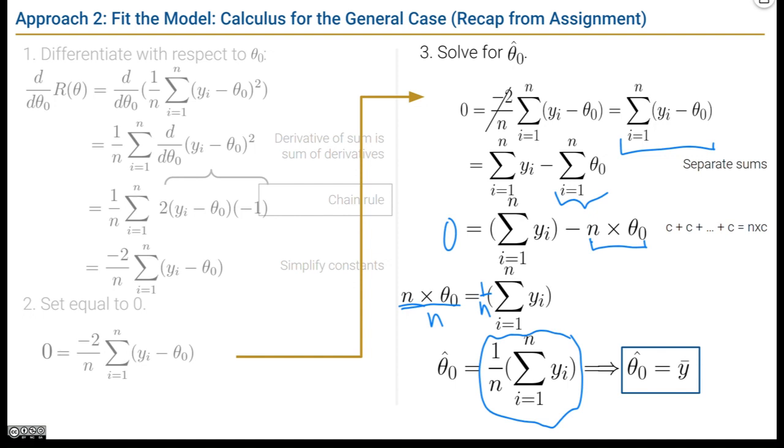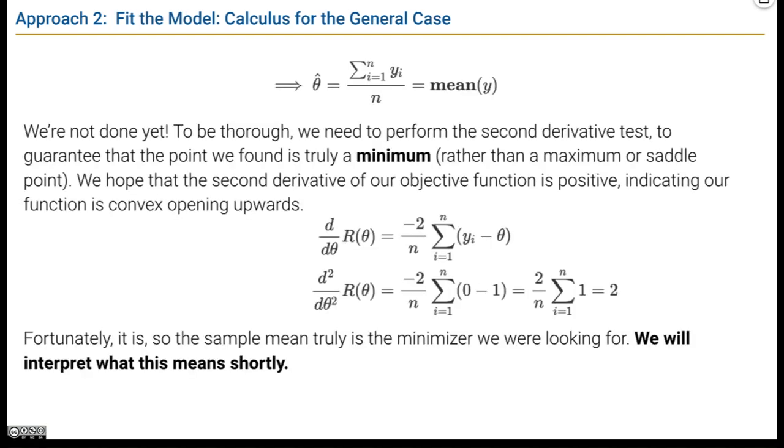Now, I will be careful here because these are candidate places for where I might have a max or a min. Right now, I found that a max or a min may occur at y bar, or my sample mean. Let's go ahead and show it's actually a min. To do that, we have to look at the second derivative, and we show that the second derivative is always positive, which means I have concave up behavior, which means this is in fact a min.